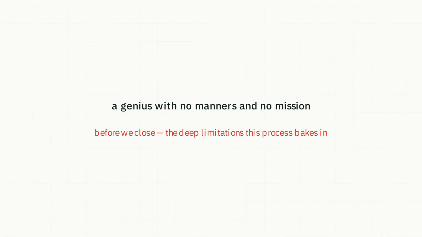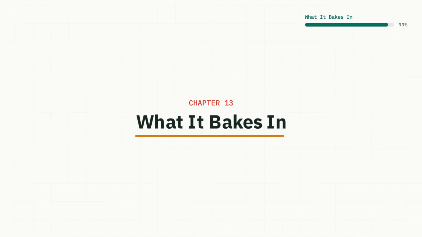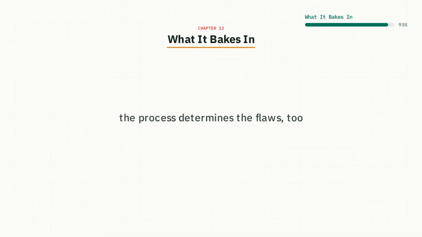Before we close, though, honesty demands that we talk about the flip side. Because everything we've described, this process of absorbing the entire internet through prediction, doesn't just grant abilities. It also bakes in some deep and permanent limitations. Chapter 13, what pre-training bakes in. The way a model is pre-trained doesn't just determine what it can do, it determines its flaws too. And understanding these isn't pessimism, it's essential. Nearly every well-known weakness of language models traces directly back to something about this process. Let's name the big ones.